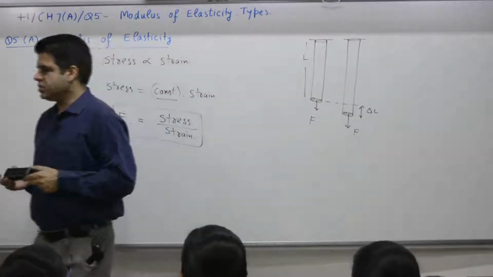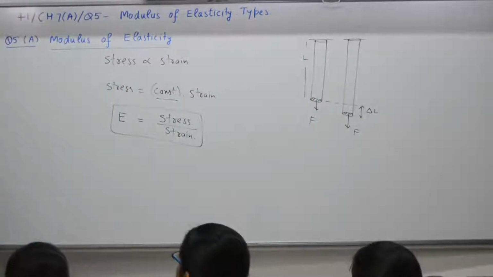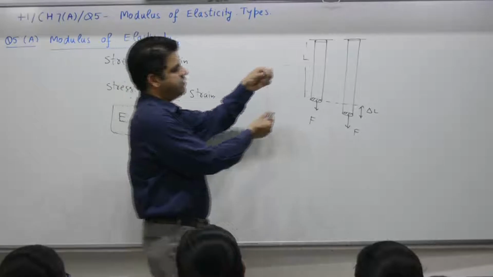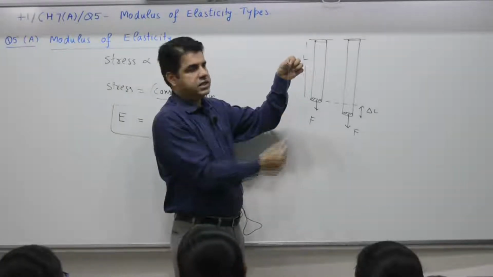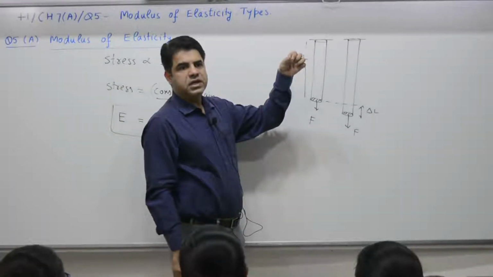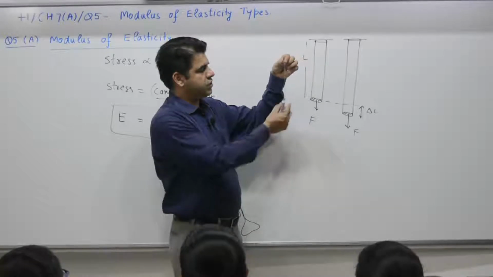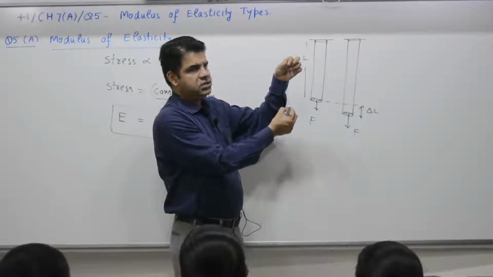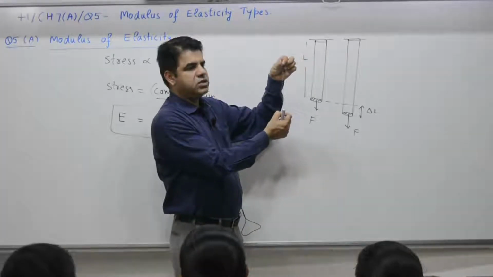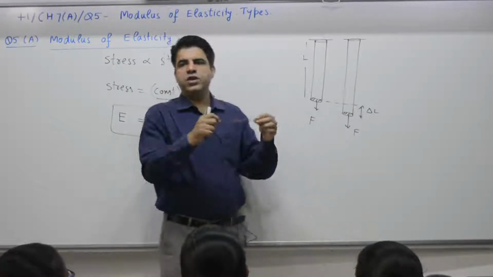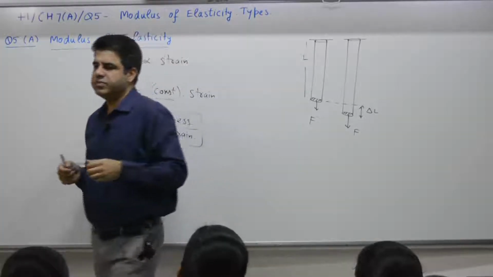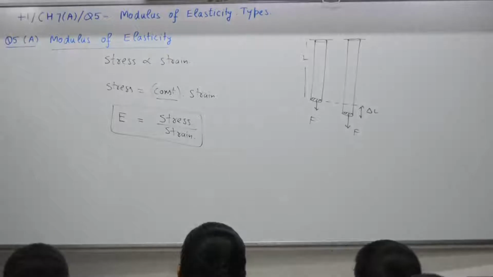If there is no stress on a wire, on a spring, in the initial condition for a given spring, stress is 0, so the increase in length is also 0, strain is also 0. Stress is 1 unit, strain is 1 unit, stress is 2 units, strain is 2 units. If you keep on increasing the value of stress, strain also keeps on increasing. So, E is what? Modulus of elasticity.